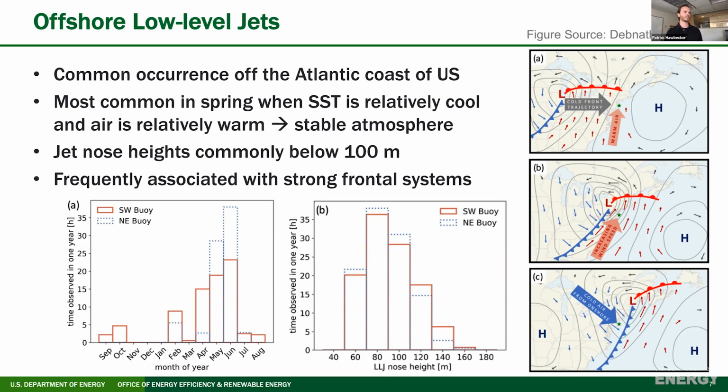So this panel on the right you can see just a kind of schematic of the synoptic setup for these jets to form, where you have a cold front coming from west to east, and this warm air is being advected from the south over relatively cool waters. And as the front gets closer to your point of interest, this point of interest being the NYSERDA floating LIDARs, you're getting increased advection of warm air. So you're getting a faster low-level jet and then more stable environment. And then as the cold air from the cold front passes, you immediately get a shutoff in your low-level jet and you start seeing a more convective environment.